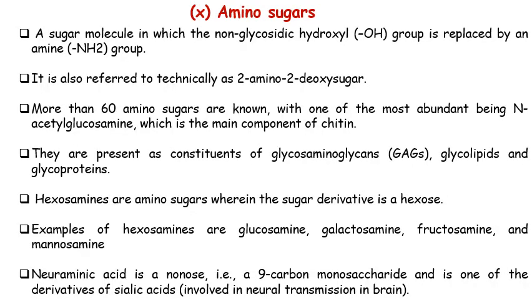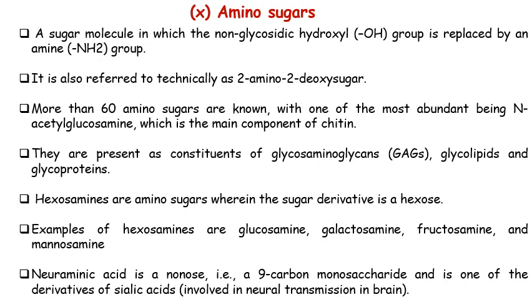The next one is amino sugars. An amino sugar is a sugar molecule in which a non-glycosidic hydroxyl group is replaced by an amine group. It means the hydroxyl group that is not involved in the glycosidic bond, if replaced by an amine group, then that sugar molecule will be an amino sugar, because now it contains an amino group. It is also technically referred to as a 2-amino 2-deoxy sugar.